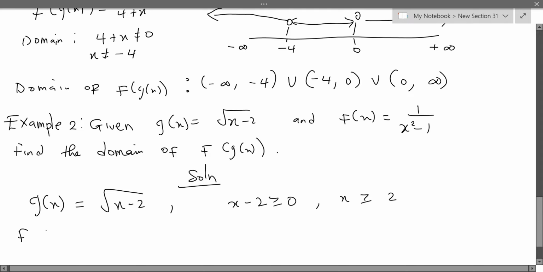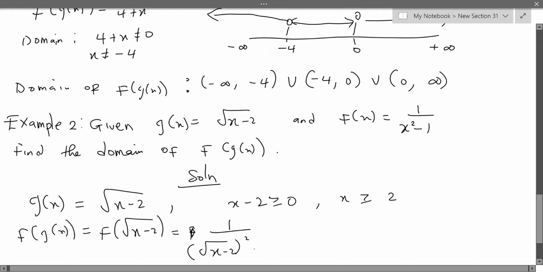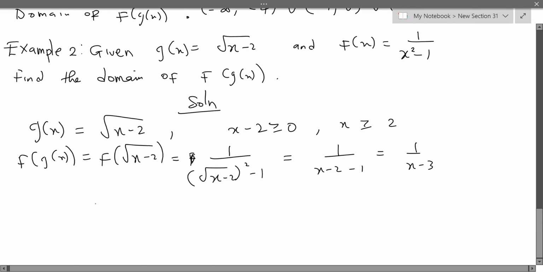Now let's look at the composed function and try to get what the domain gives us. So we have f of the square root of x minus 2. In place of x we put that, so we get the square root of x minus 2, squared, then minus 1. So this gives you x minus 2 minus 1, that is x minus 3. So following this, the domain here will be x minus 3 not equal to 0, then x is not equal to 3.